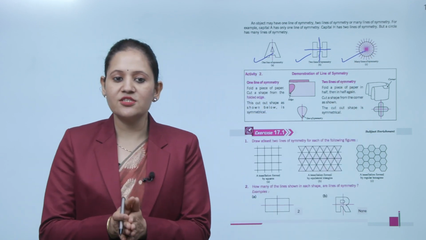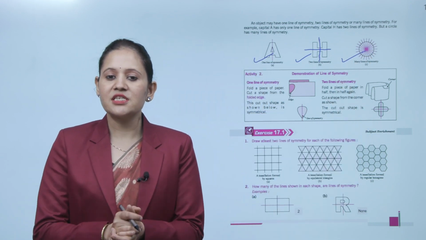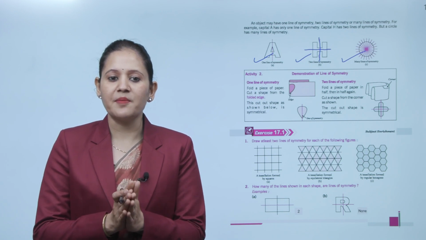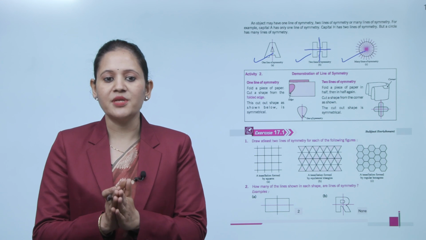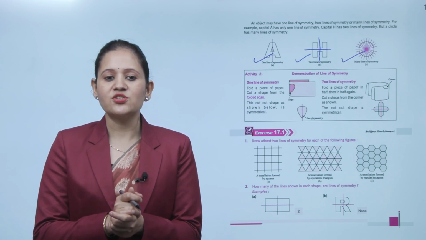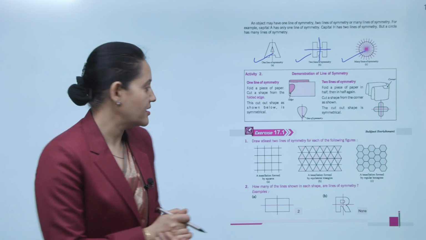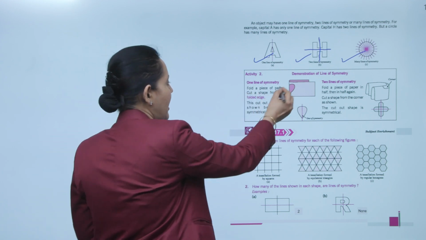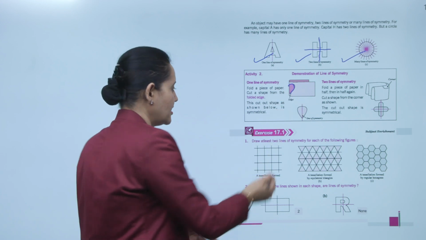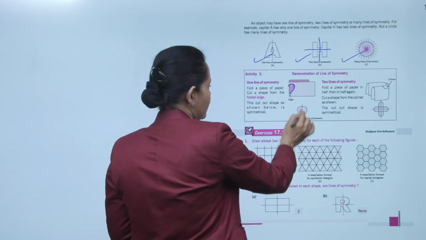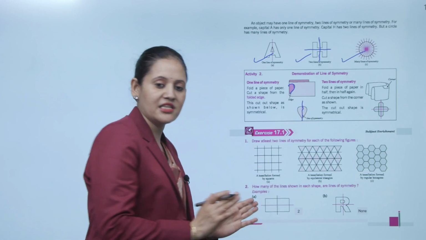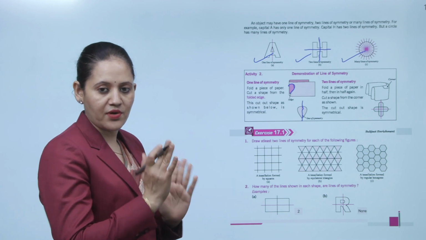Next is activity 2. Demonstration of line of symmetry. One line of symmetry: fold a piece of paper and cut a shape from the folded edge. This cut out shape, as shown below, is symmetrical. Like this, we will fold the paper and cut the shape like this. When we open it, it will look something like this, and this is the line of symmetry that divides the given figure into two equal halves.